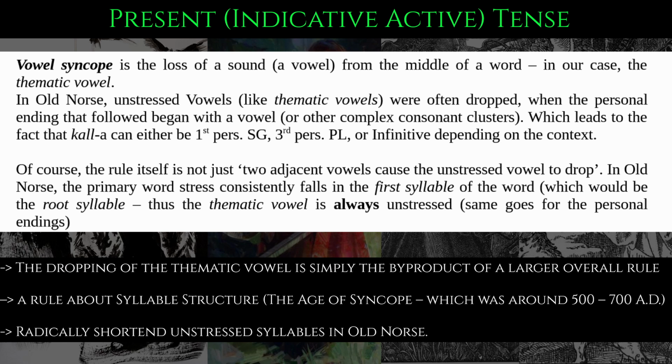Now, the dropping of the thematic vowel is simply the byproduct of a larger overall rule. A rule about syllable structure. The age of syncope in Old Norse, which was around 500 to 700 AD, radically shortened unstressed syllables in Old Norse. And of course, at some point I will talk about this as well, but more from a diachronic point of view, so it would be a linguistic lesson, but not an Old Norse lesson.